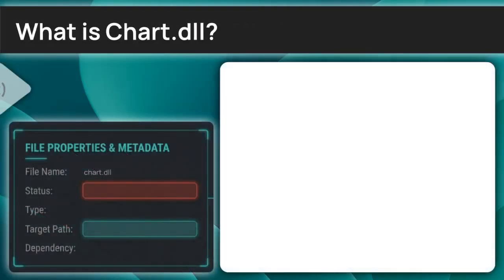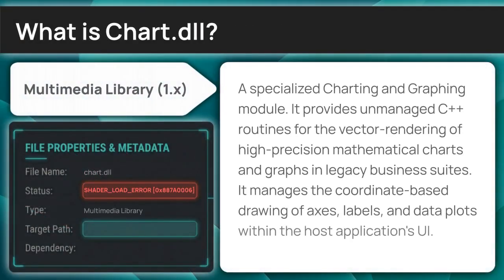This is the Chart Library, a specialized charting and graphing module. It provides unmanaged C++ routines for the vector rendering of high-precision mathematical charts and graphs in legacy business suites. It manages the coordinate-based drawing of axes, labels, and data plots within the host application's UI.